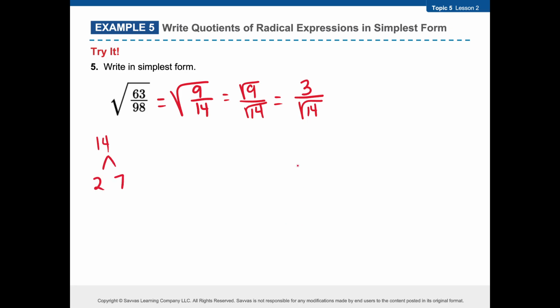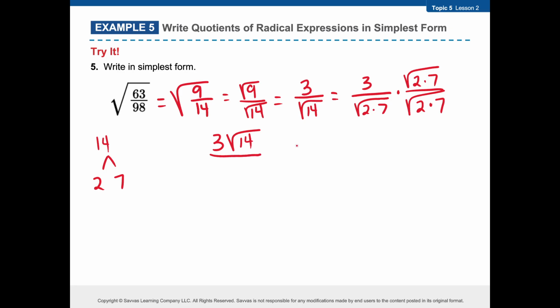But 14 is 2 times 7. As a final answer, you can never leave a radical in the denominator. So in order for that radical symbol to be taken out, I need another 2 and another 7. Whatever you do to the bottom, you have to do to the top. So 2 times 7 would be 14. Nothing I will be able to do on the top. Now on the bottom, a 2 squared and now a 7 squared. The 2 and the 7 are both going to be able to come out.